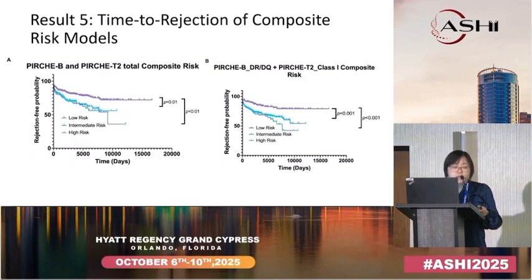As a result, this composite shows a stepwise separation of rejection-free survival, with the high-risk group doing the worst and the low-risk group doing the best. So this result suggests that B-cell and T-cell mismatch scores are complementary, and if we combine them together, it can give us a more accurate risk stratification than either score alone.